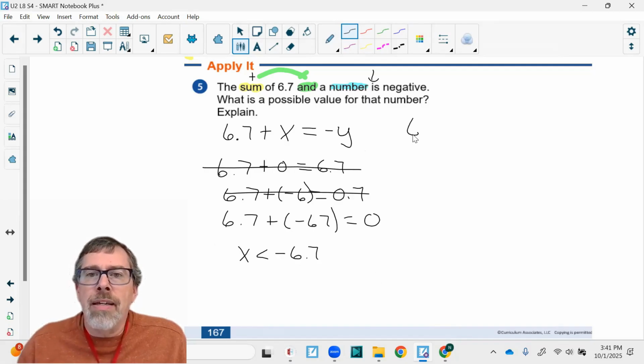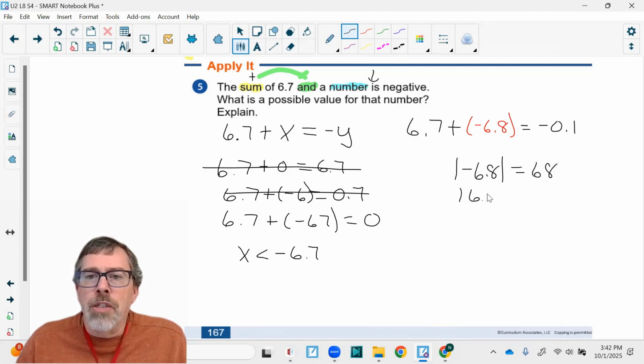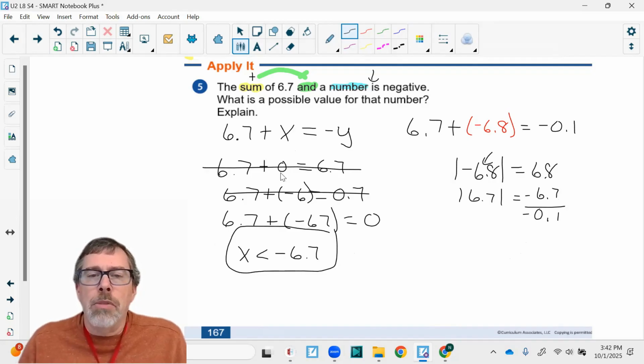Because if I said 6.7 plus, and my negative number is now a negative 6.8, my answer is going to be a negative 0.1. And if I did it with the absolute values like we've been, it would be 6.8. The absolute value of 6.7 is 6.7. We subtract and we get 0.1 and take the sign of the bigger, and it is negative. So my answer is x would have to be less than negative 6.7.